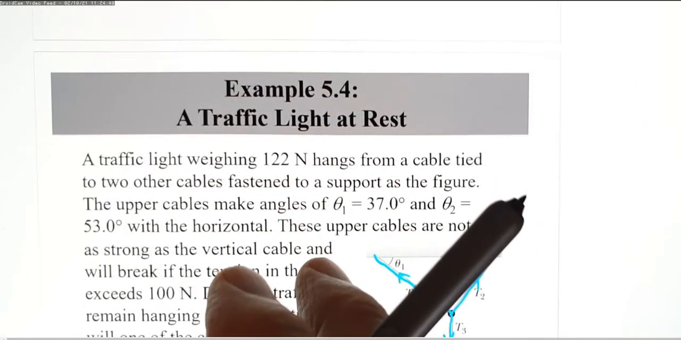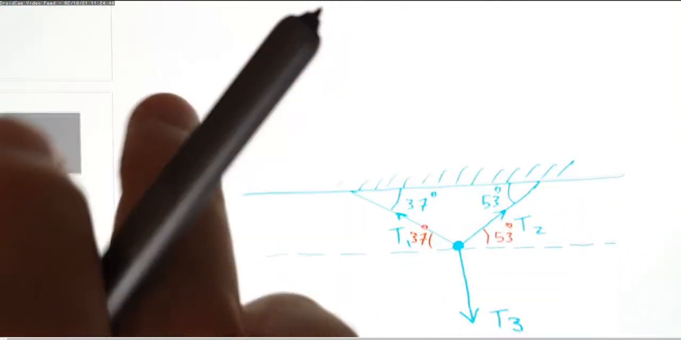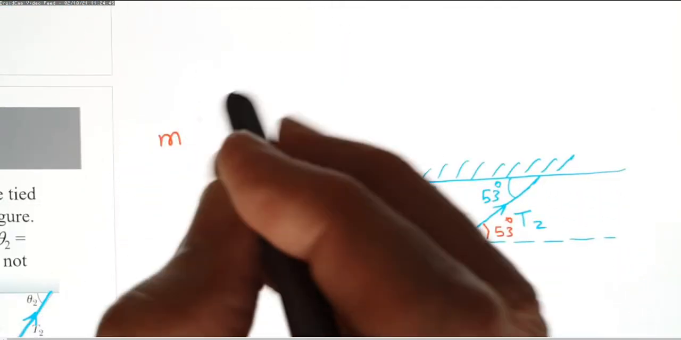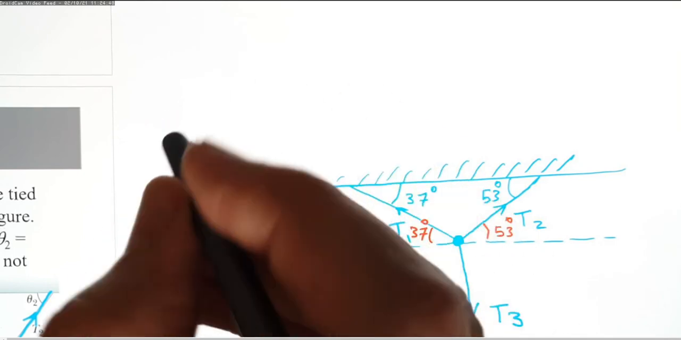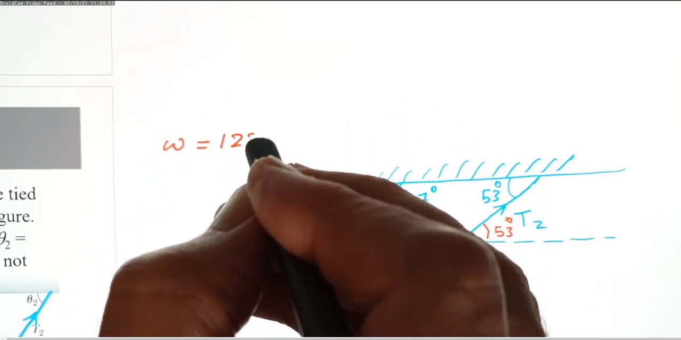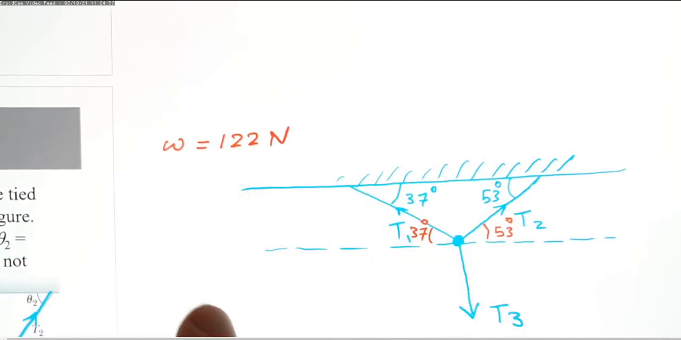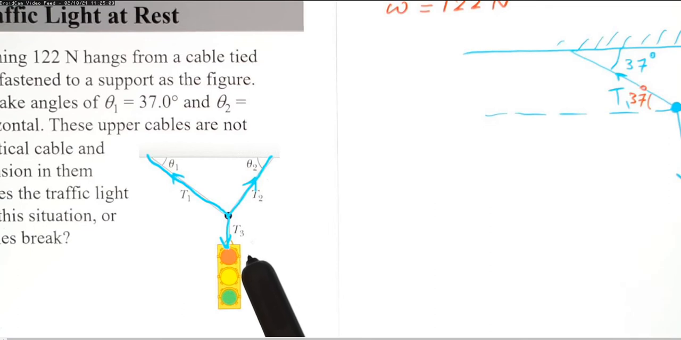What other information? We have the mass, not the mass, the weight. Weight is equal to 122 Newton. Let me repeat again. This is a typical problem.